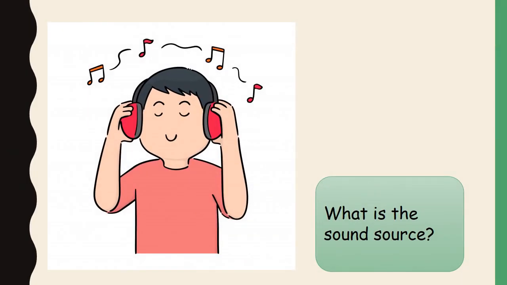So first, look at this picture. What is the source of sounds? Correct. So the boy is listening to music through the headphones or earphones, which means this picture shows that the source of sound, or sound source, are the earphones or the headphones.